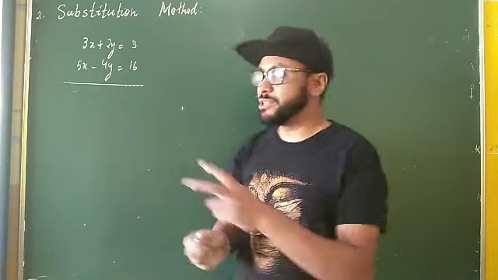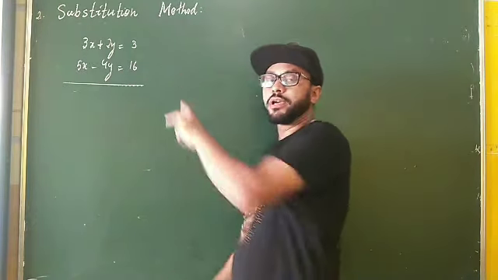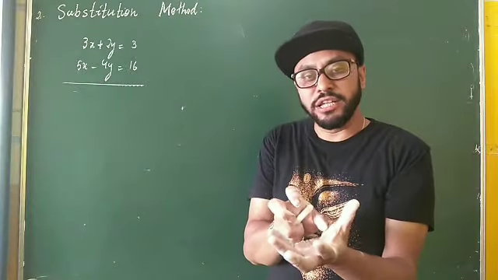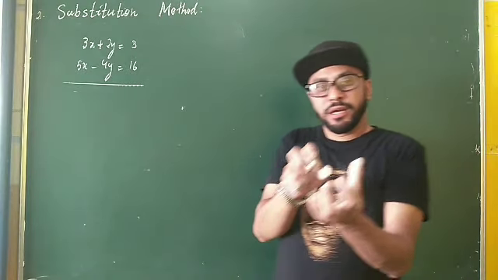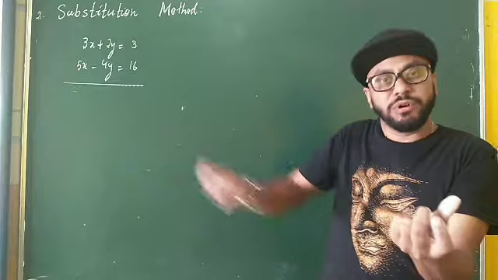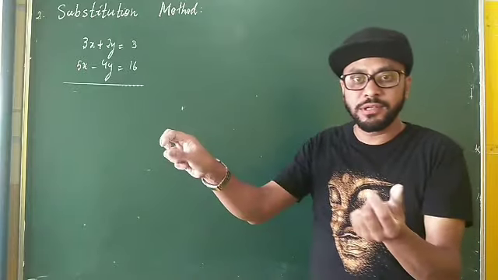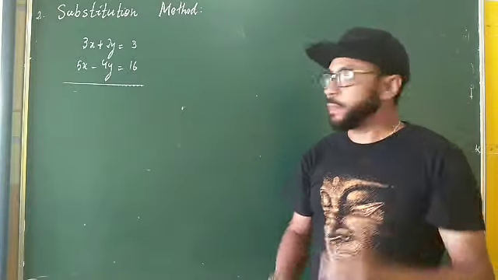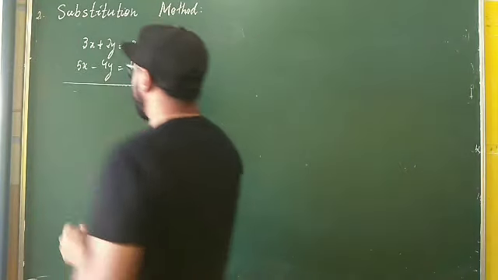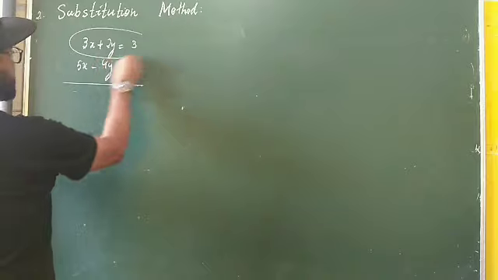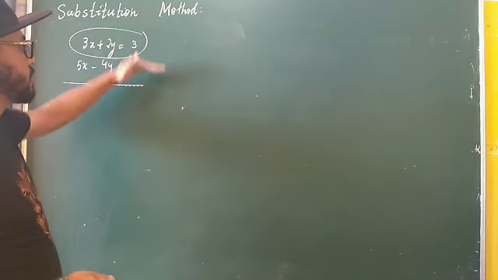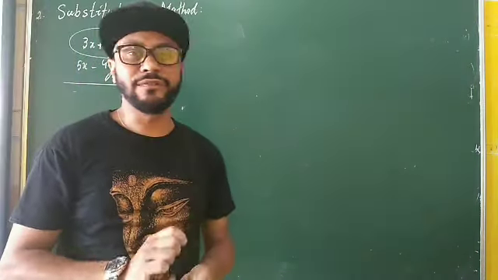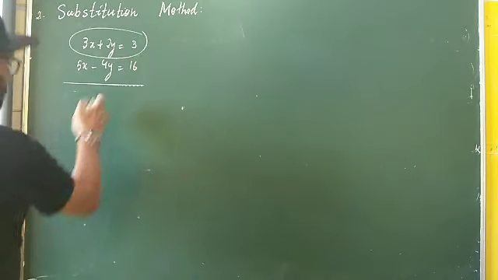So what we do here is, since we have two linear equations, we take any one linear equation and find the value of x in terms of y or y in terms of x, and then substitute that in the second equation. Let me explain what it means. Let's take the first. It's up to you. You can take the first or second equation, whichever you find easy. So I'm taking the first equation.